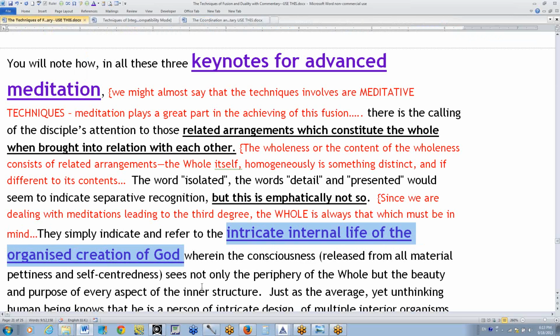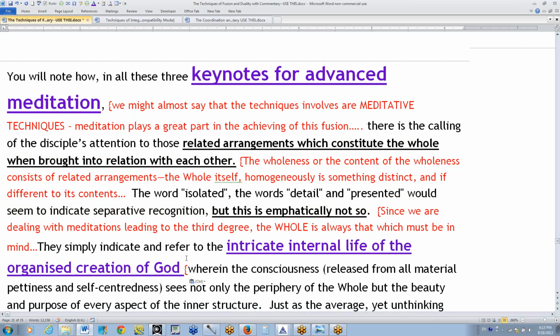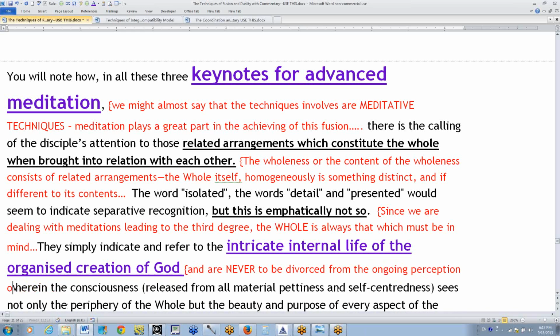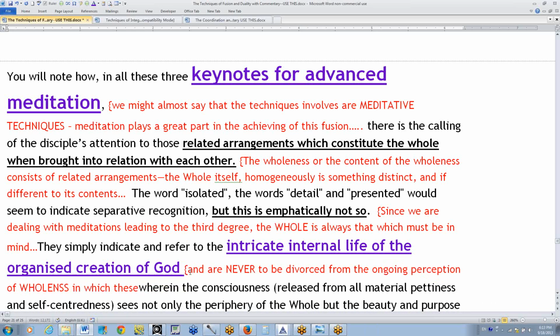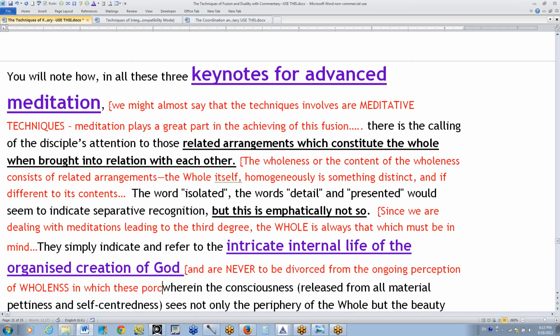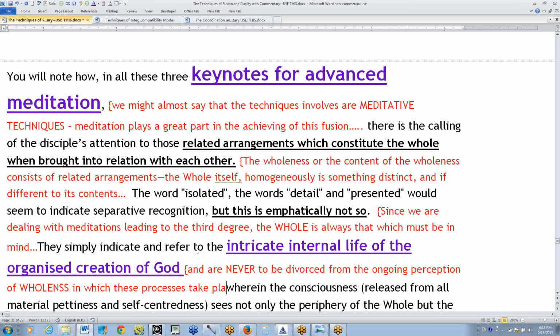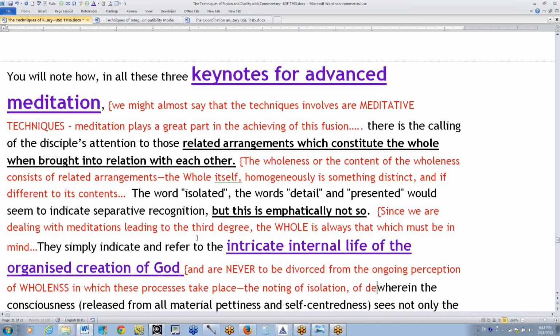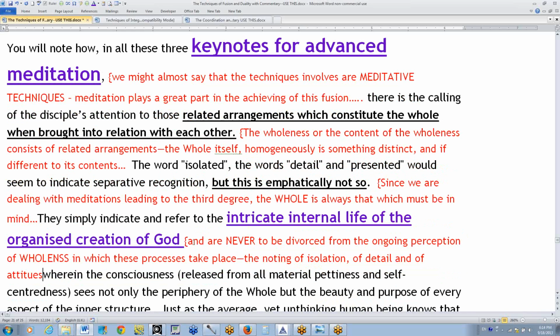So these apparently isolated words, emphasizing recognition of separate items and things, in fact refer to the intricate internal life of the organized creation of God, and are never to be divorced from the ongoing perception of wholeness in which these processes take place. And by that I mean the noting of isolation, of detail, and of attributes.